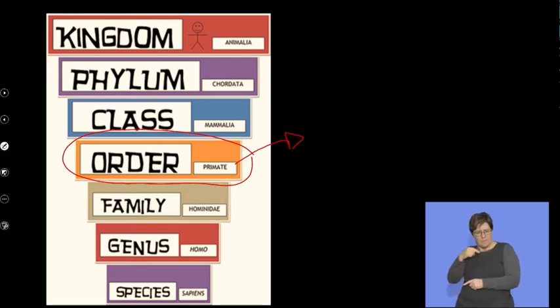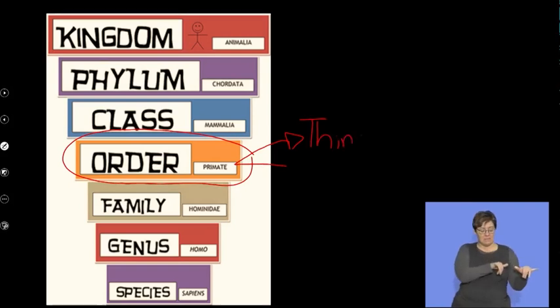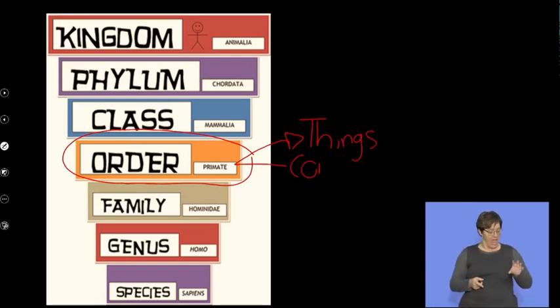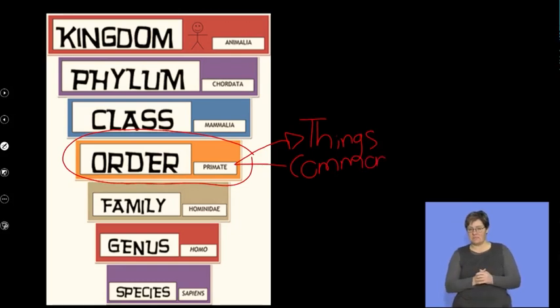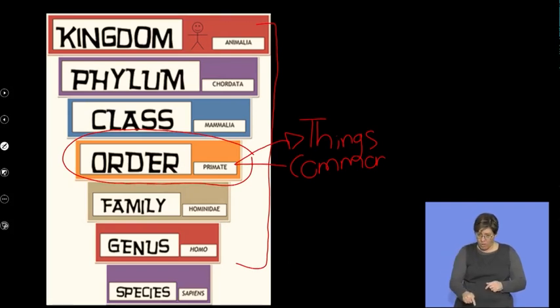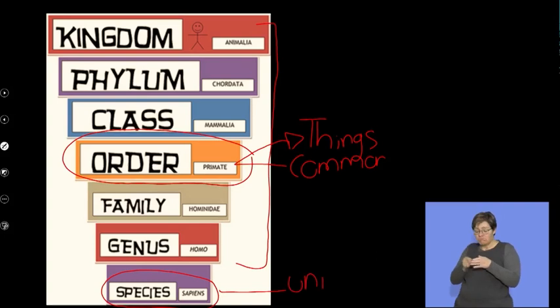Does that make us a great ape? Does that make us a chimpanzee? Does it make us an orangutan? No. What it does is that we are going to have things in common, all the way down, with certain other species. This last one at the end here, the species, is the characteristic that makes us totally unique.